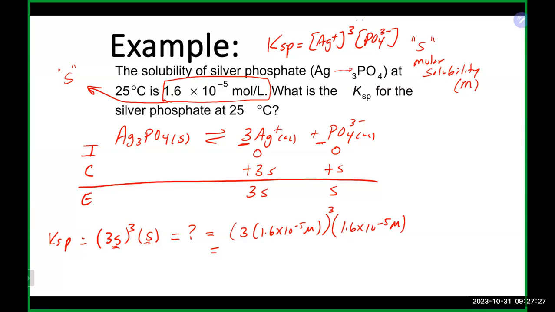Dramatic pause. Here we go. We're going to take 3 times 1.6. Wow, I can't do much today. That's what happens when you have candy for breakfast. All right, so we can take that, we're going to cube it here, and we're going to times it by 1.6 to the minus 5. That's going to give us a KSP in this case of 1.8 times 10 to the minus 18.